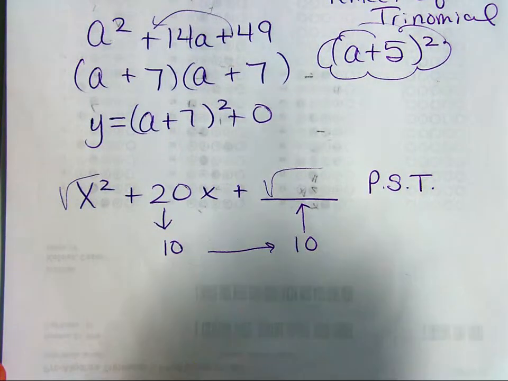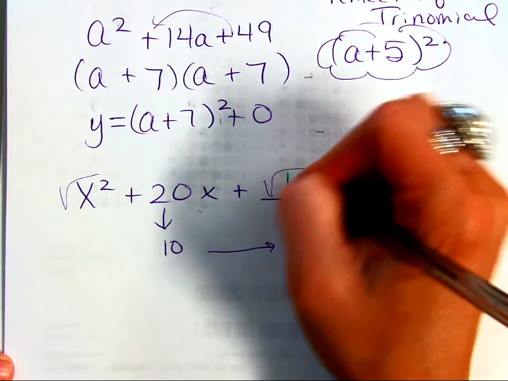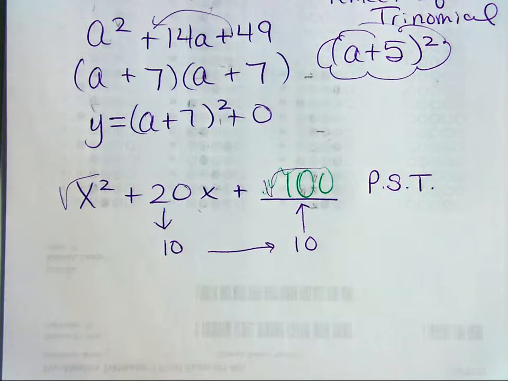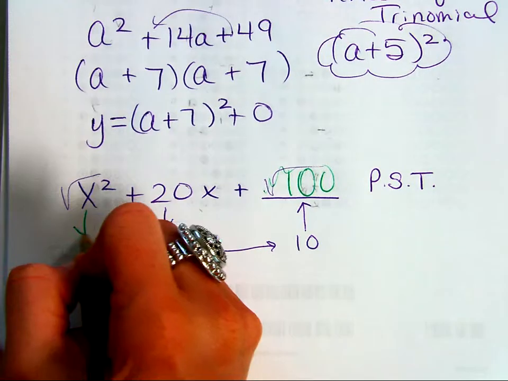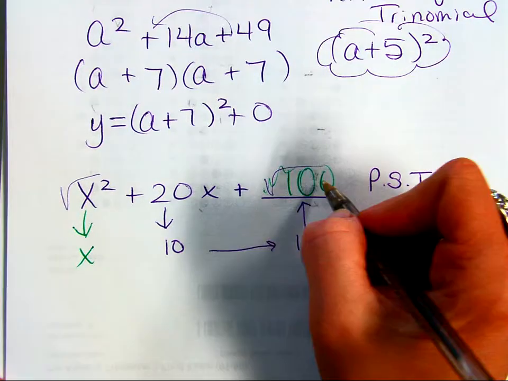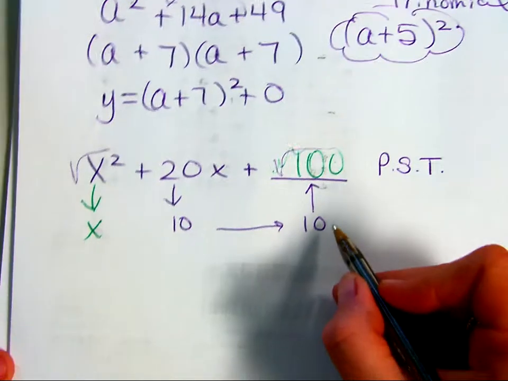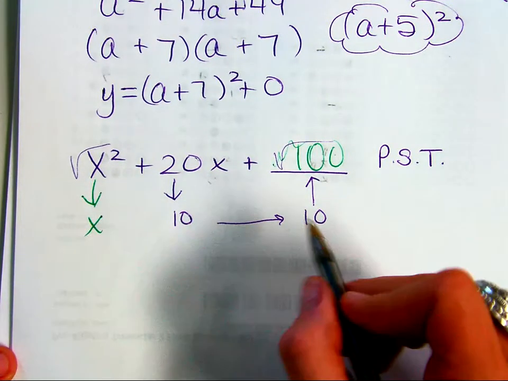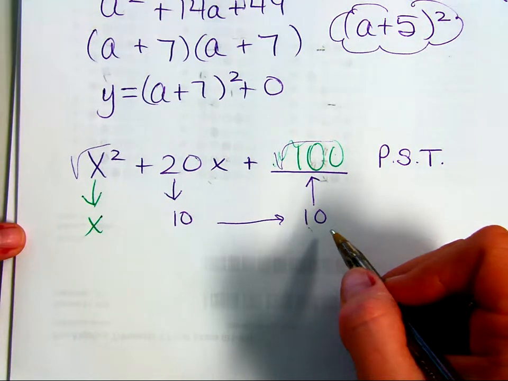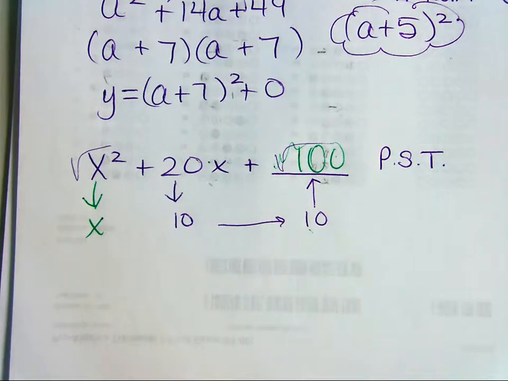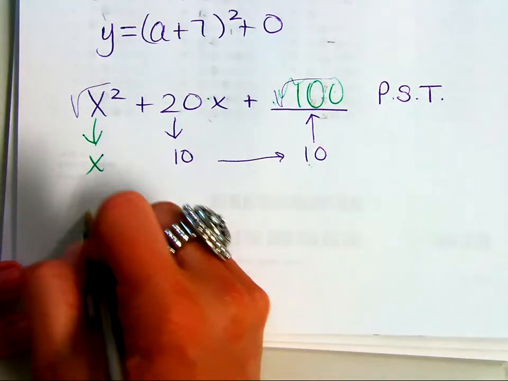100, right? Okay, so let's put this in right here. Can I ignore that? And let's see if this makes sense. Is the square root of x squared x? Yes. Is the square root of 100 10? Yes. What's 10 times x? 10x. And when I double it, I get 20.